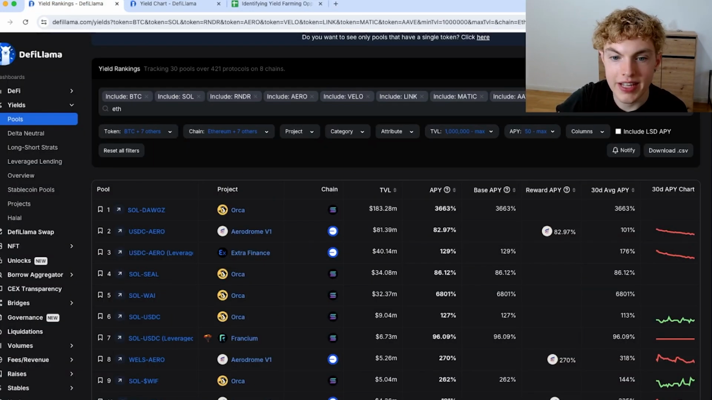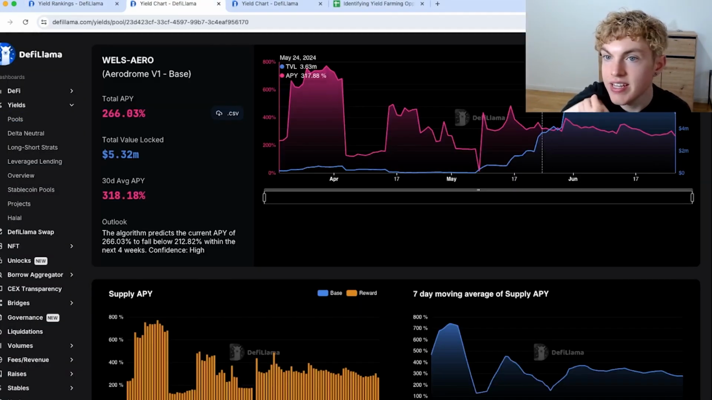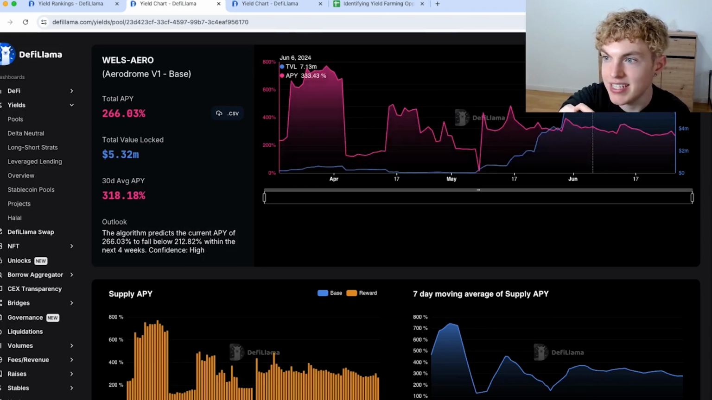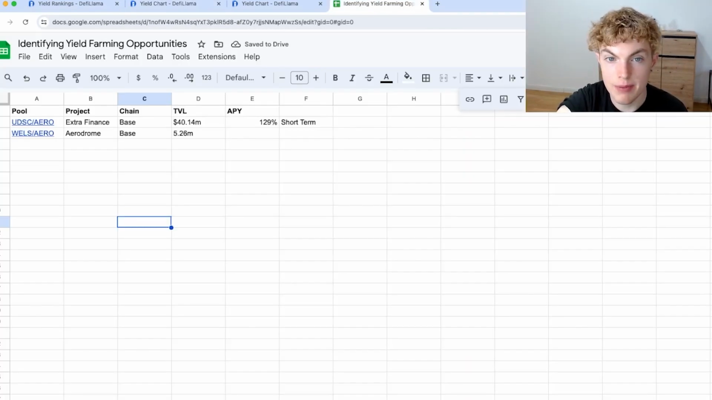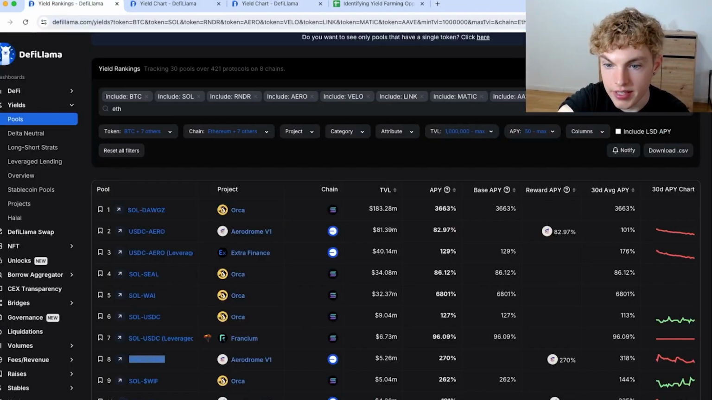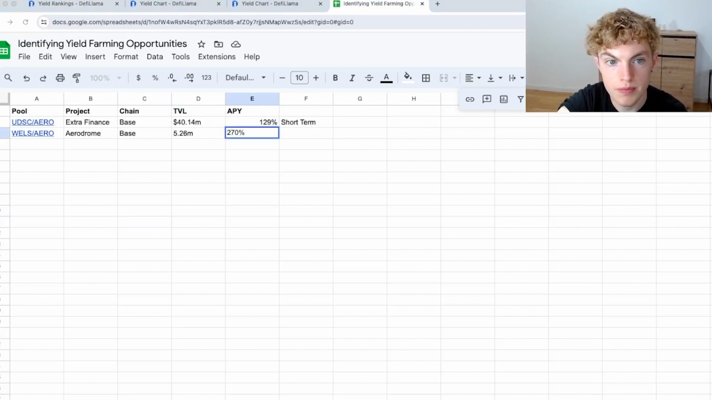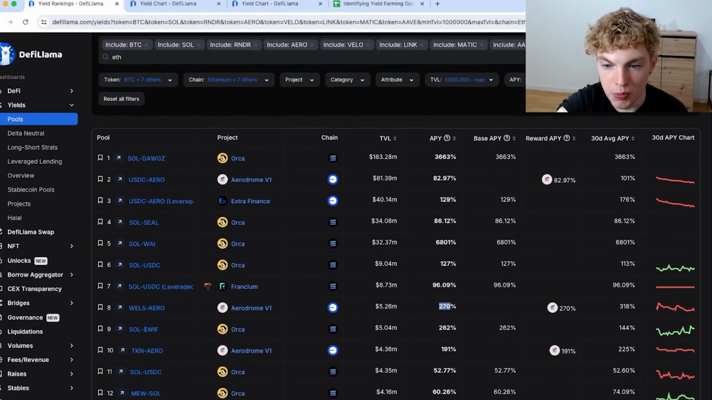So again, for this Wells to Aero, we're gonna do the same thing. Let's go ahead and open up the yield chart. As you can see, as the TVL starts to come in, the APY does go down a bit, but not as bad as the USDC to Aero chart. So this one does seem relatively consistent looking at the chart. As long as I care about Wells token and think it's gonna do good in the future, I'm gonna include it in this portfolio. So I also need to write down the 270% APY. Estimated, boom.